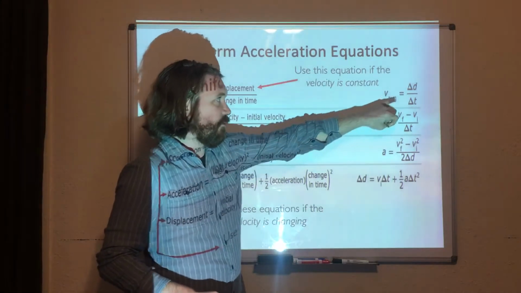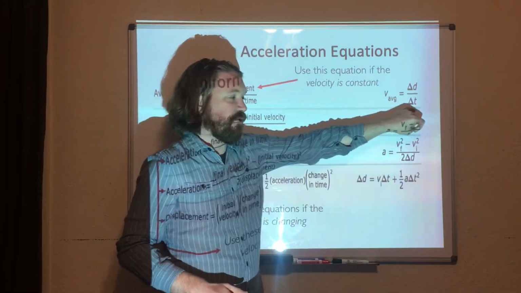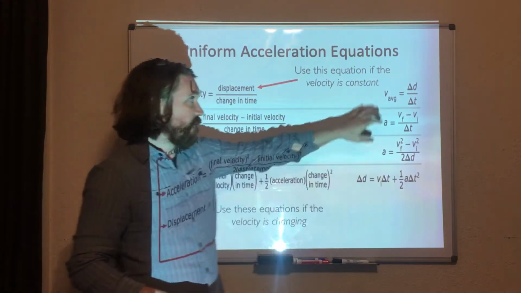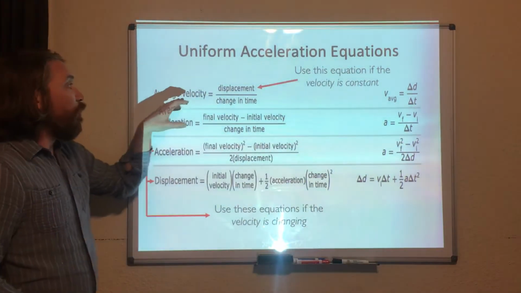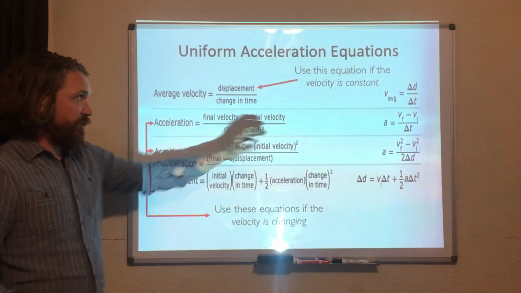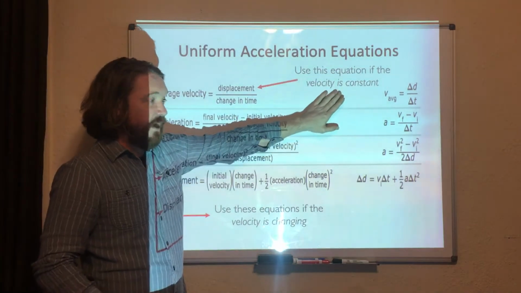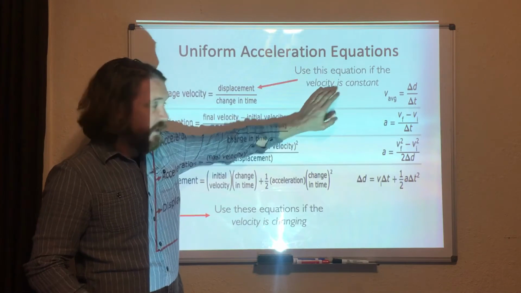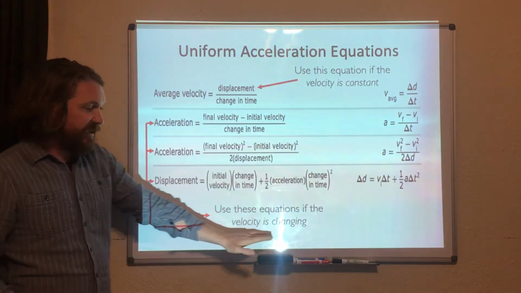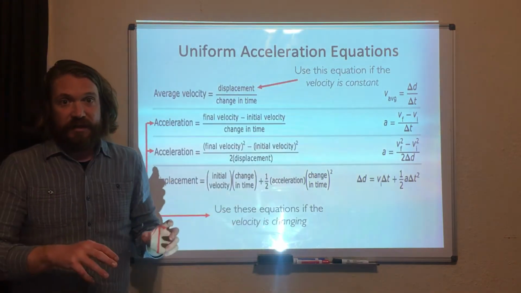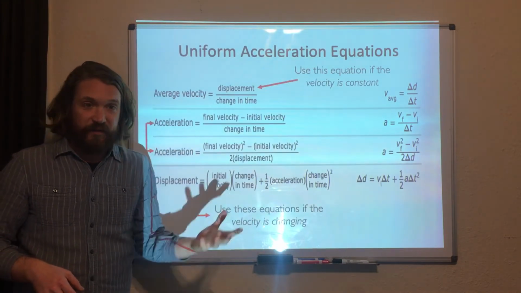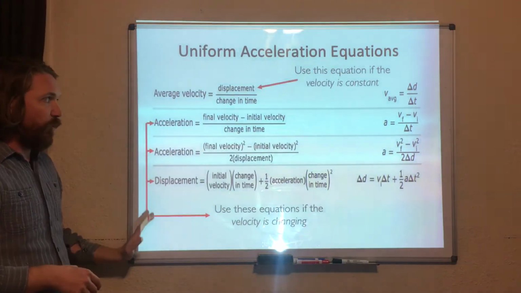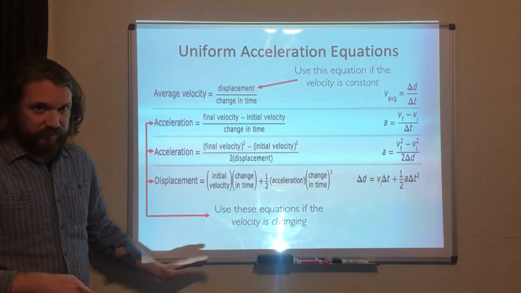Velocity is equal to your change in displacement over change in time, okay? V equals d divided by t. That's what we did last class. We only use this equation if the velocity is constant. If your velocity is changing, meaning that the velocity you started with is different than the velocity you end with, you're going to want to use one of these three equations, okay?